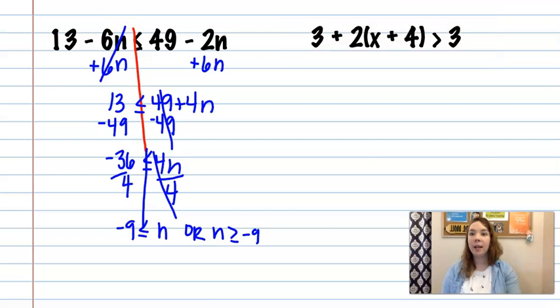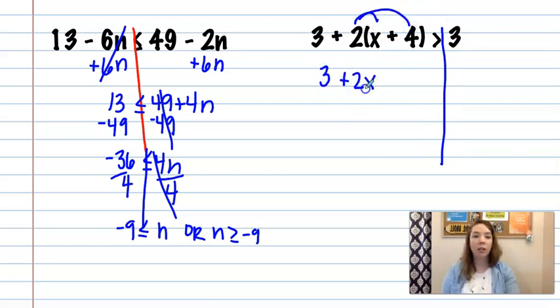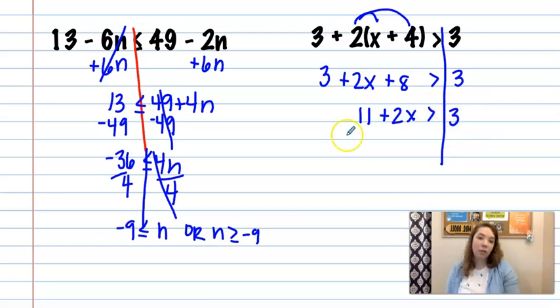All right, second example here, I have parentheses. The very first thing I want to do is distribute. So that's going to give me 2x plus 8. And then I want to combine like terms at step 2. So I can combine 3 and 8 because they are both constants. That means they don't have a variable. And now I have a two-step to finish out.